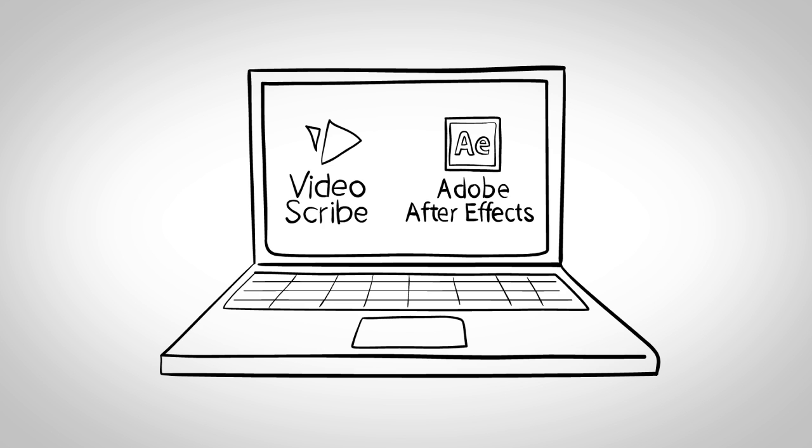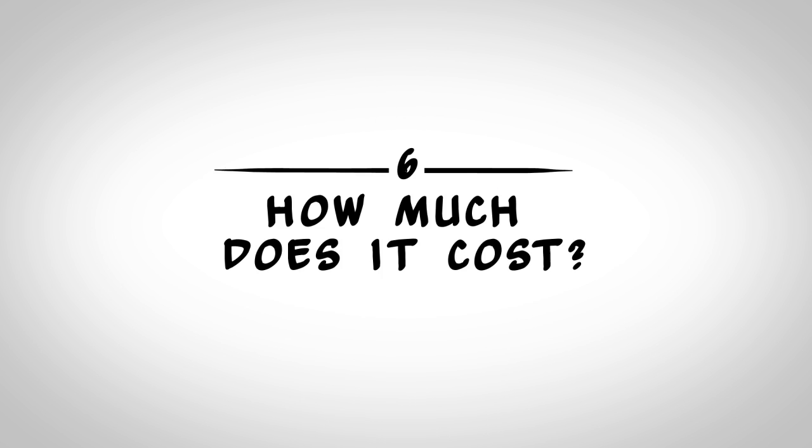Step number 3, softwaring. Use an animation program like VideoScribe or After Effects to create the animation. Of course, you'd need to buy that software, and that leads us to step 6, how much does it cost?